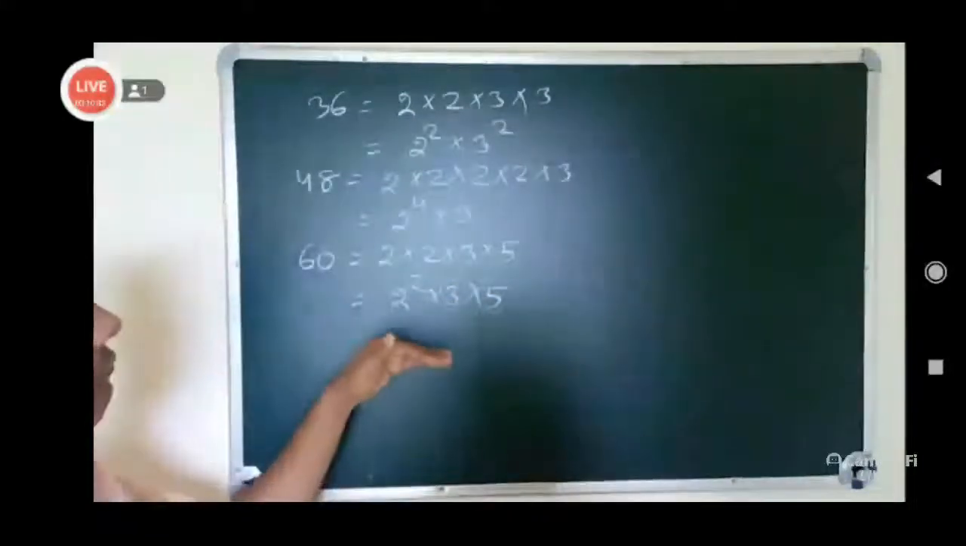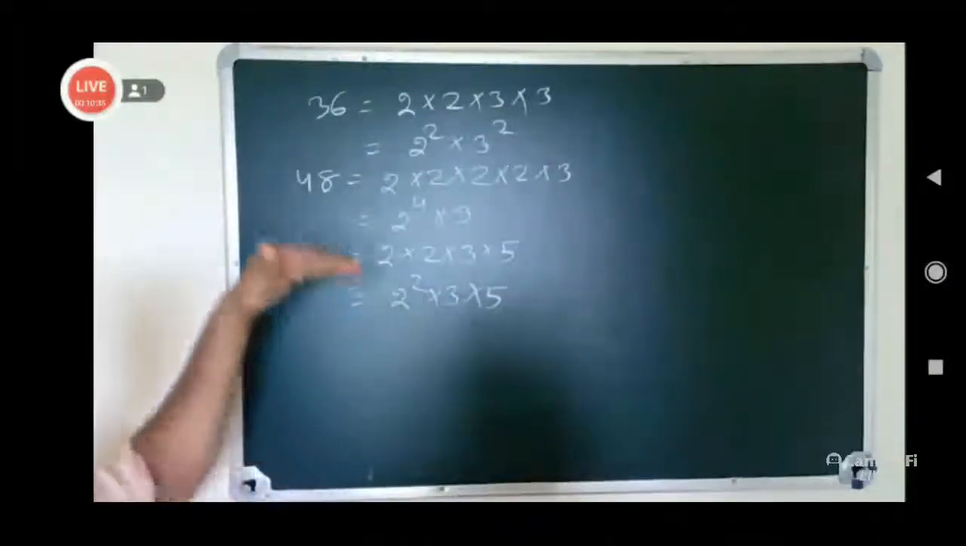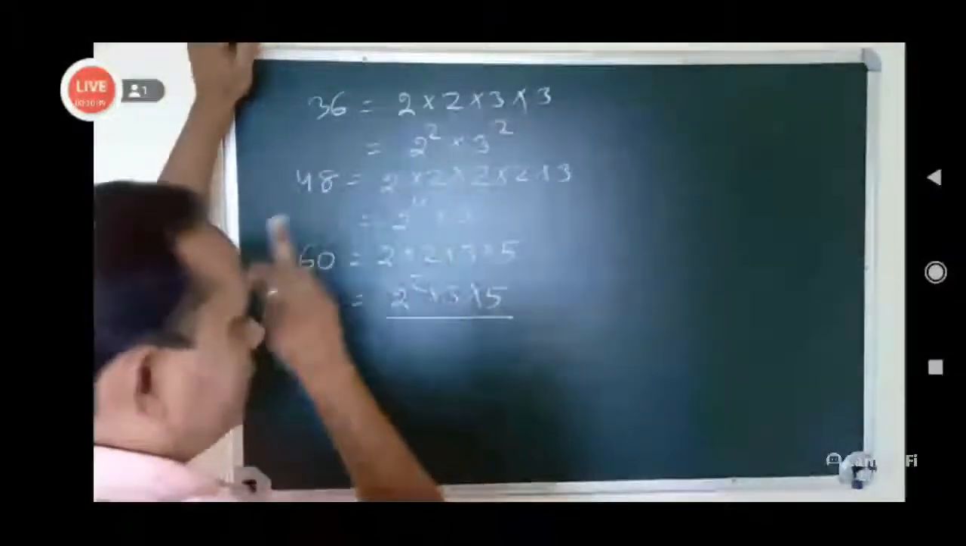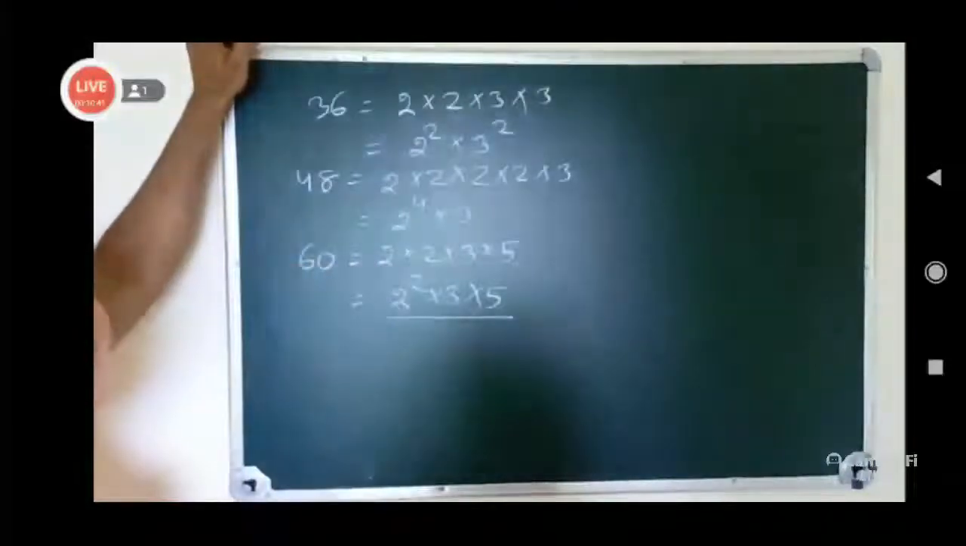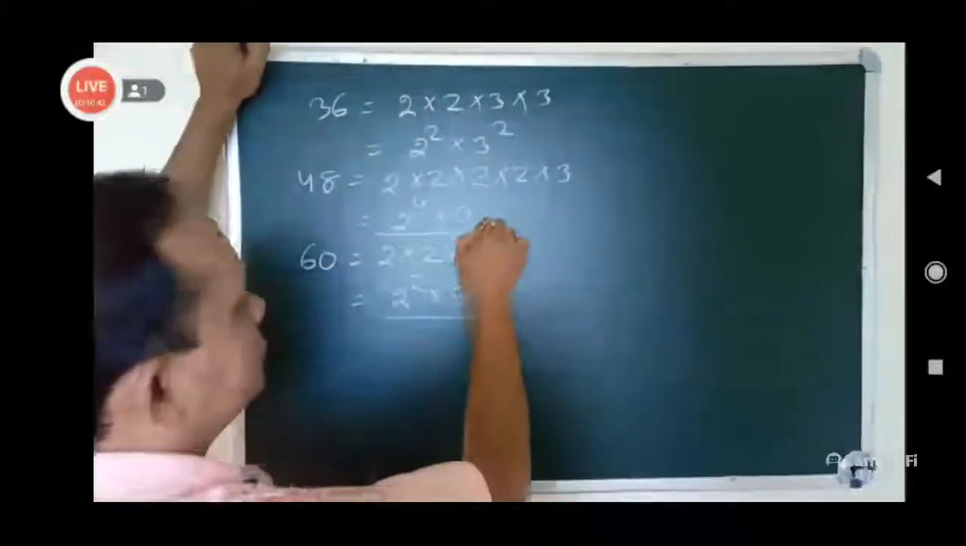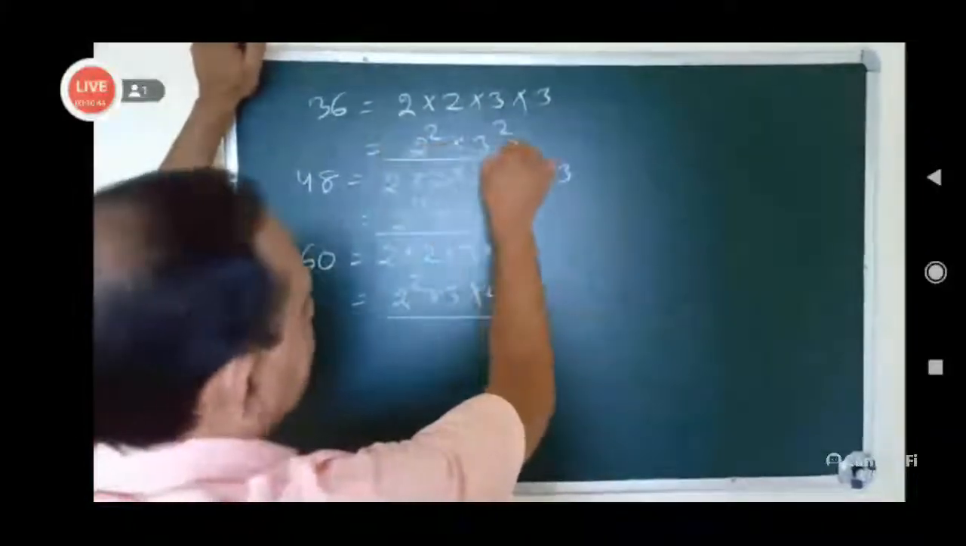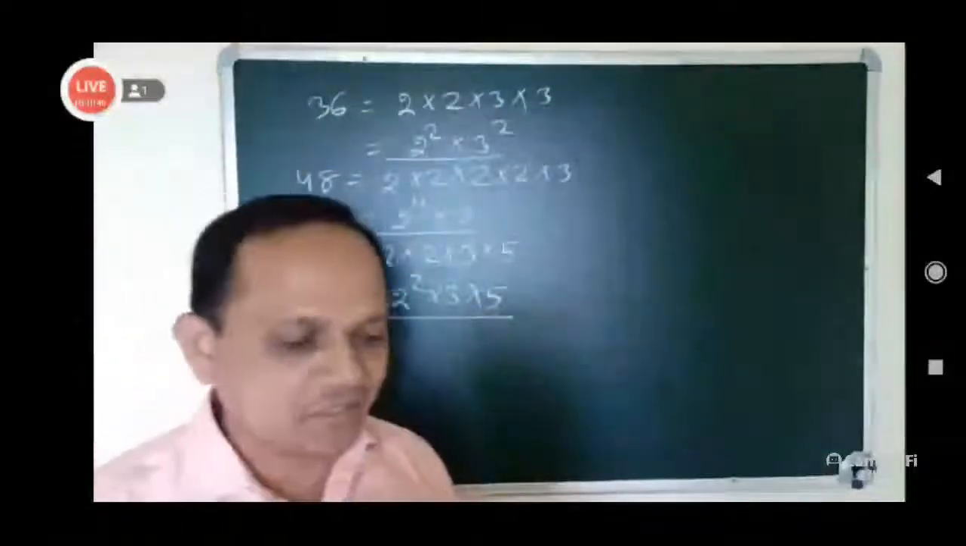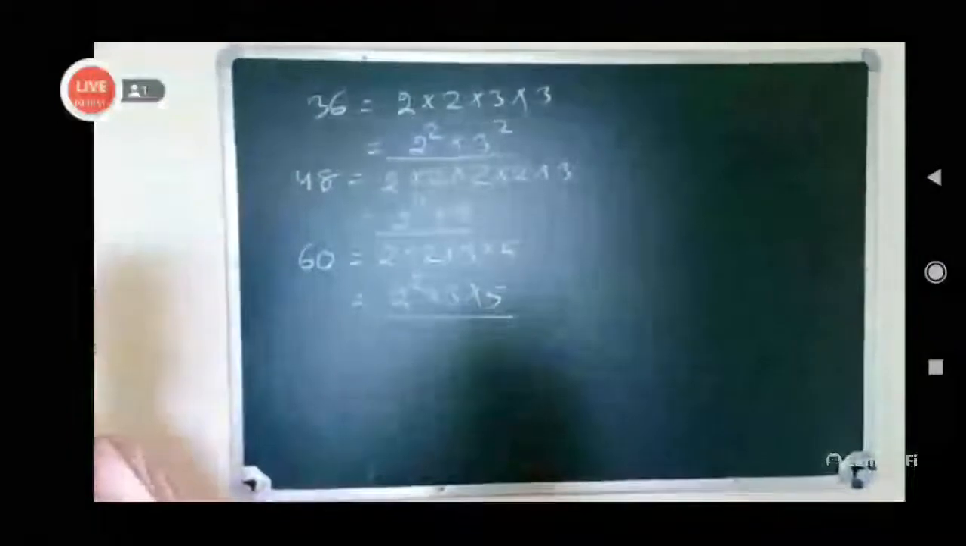We can factorize every number in a unique way. This is the unique way. You cannot factorize any other number in this way. So this is the prime factorization process.